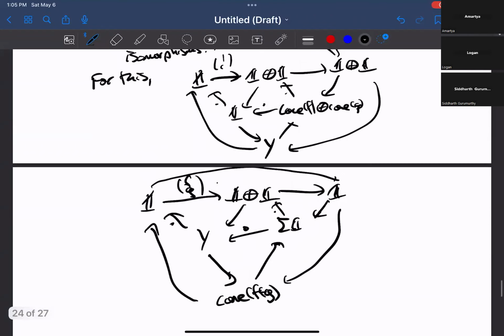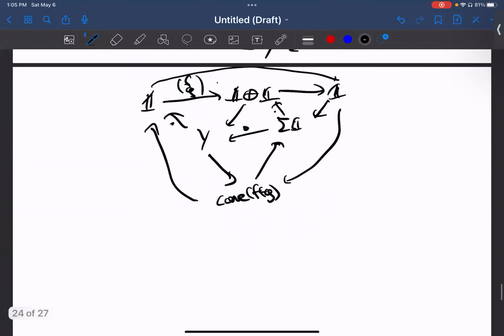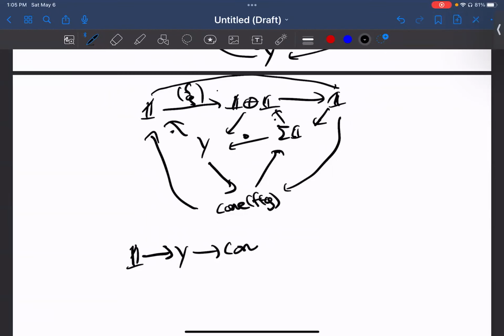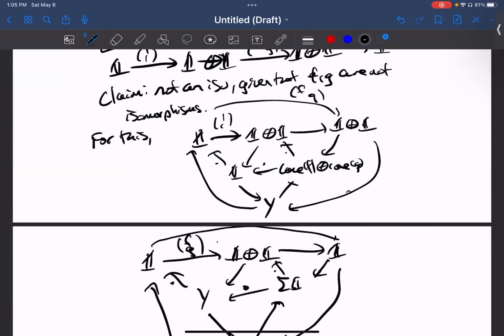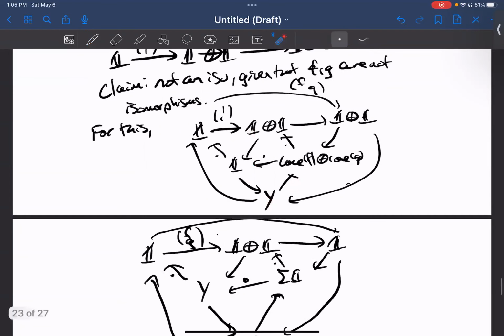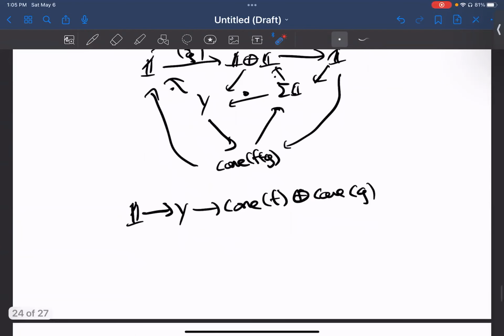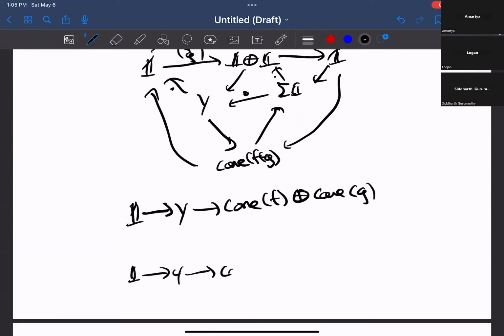And let's see. So we have this 1 mapping to Y, mapping to the cone of F plus the cone of G, back on this side, up here. And then we also have this exact triangle here, which we can shift back by 1 to get a map from 1 to Y to the cone of F plus G.